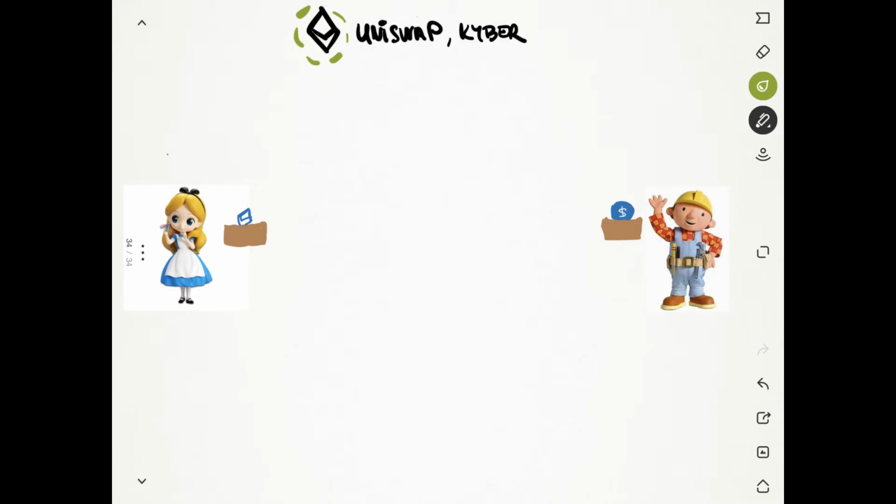So Alice wants to cash out her ETH. So she starts a swap on Uniswap. And here's what happens. She sends her ETH to the Uniswap smart contract, where it gets matched with maker orders for USDC. It gets swapped, and the smart contract sends her back this USDC.